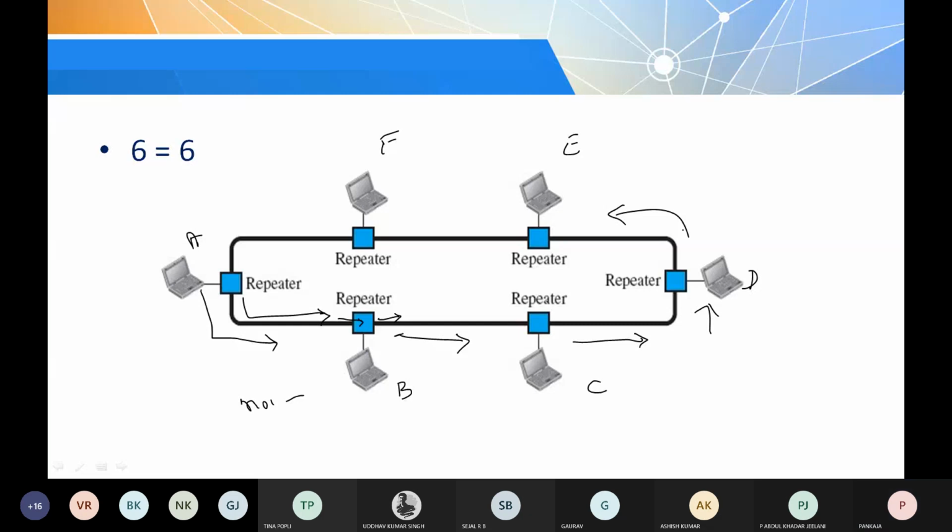Now tell me, if A wants to send data to node F, how many links are required? Check it. Don't think it is direct; it cannot send data directly. It has to go through this. So it requires 5. So that means n minus 1.